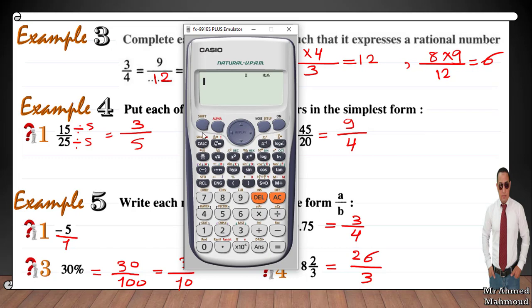Remember with me, shift fraction. Again, shift fraction like this. And I'm going to write 8 and 2 over 3 equals 26 over 3. You can use any of the two ways, both are correct.